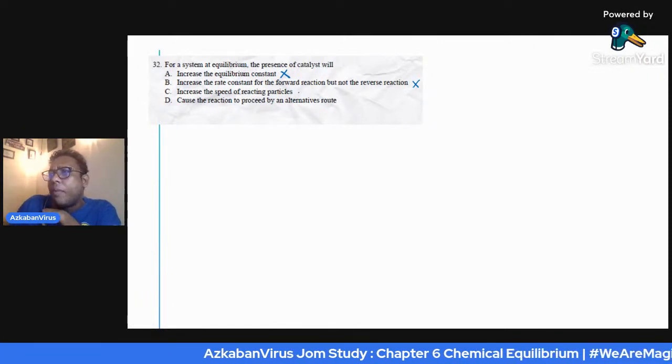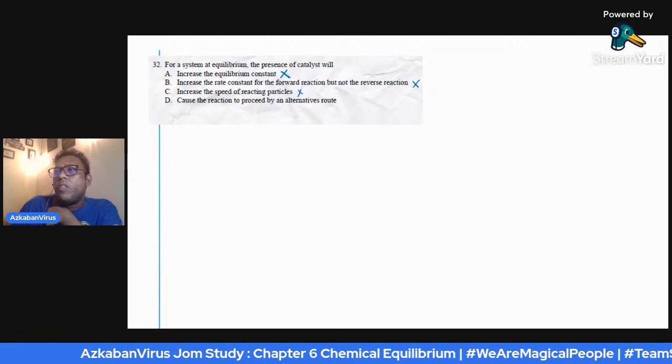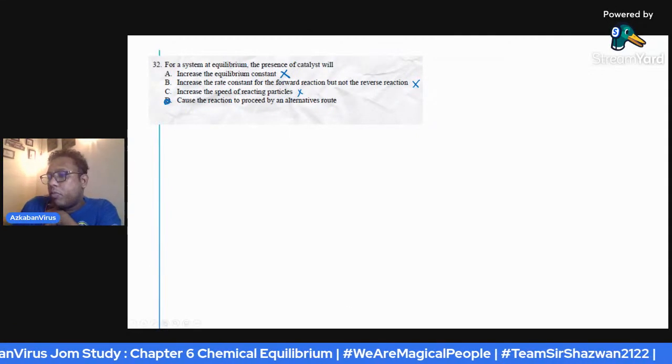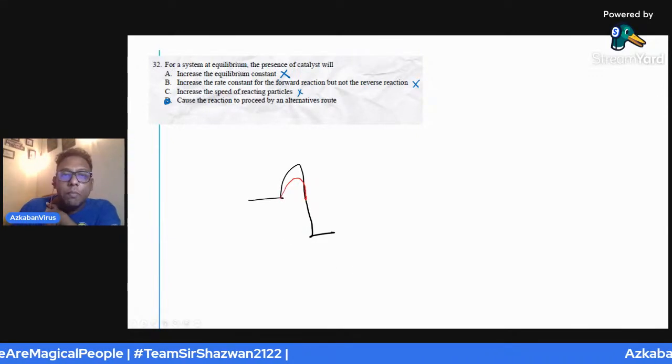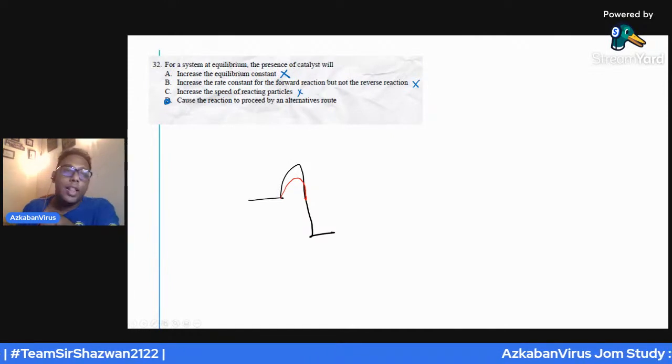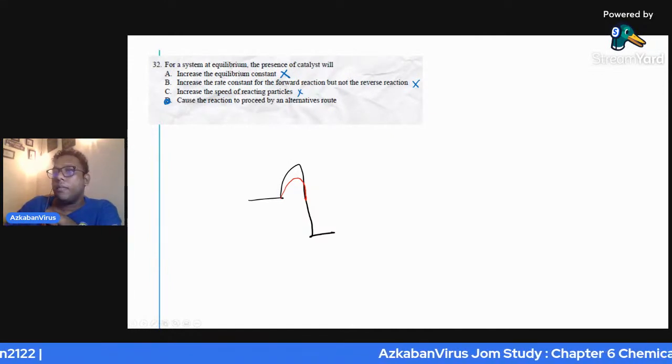Yang mempercepat ni adalah temperature. Dia cause a reaction to proceed by alternative route. Apa catalyst buat? Kalau biasanya jalan dia macam ni, catalyst ni dia merendahkan activation energy. Dia mempercepatkan reaction tu berlaku. So itulah alternative route dia. Jawapan dia adalah D. Next one.